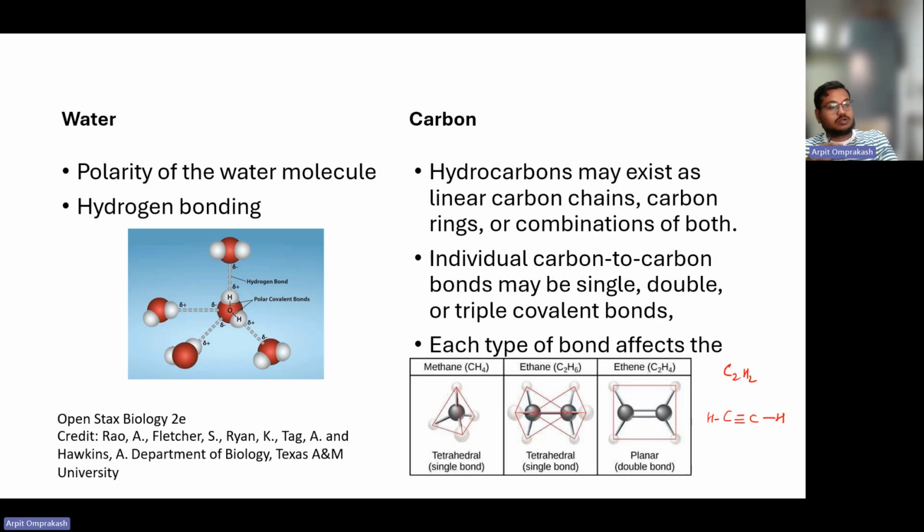So the covalent bond also affects the structure of the molecule. For example, if carbon has a single bond, it forms a tetrahedral structure. But if carbon has a double bond, it tends to form a planar structure.